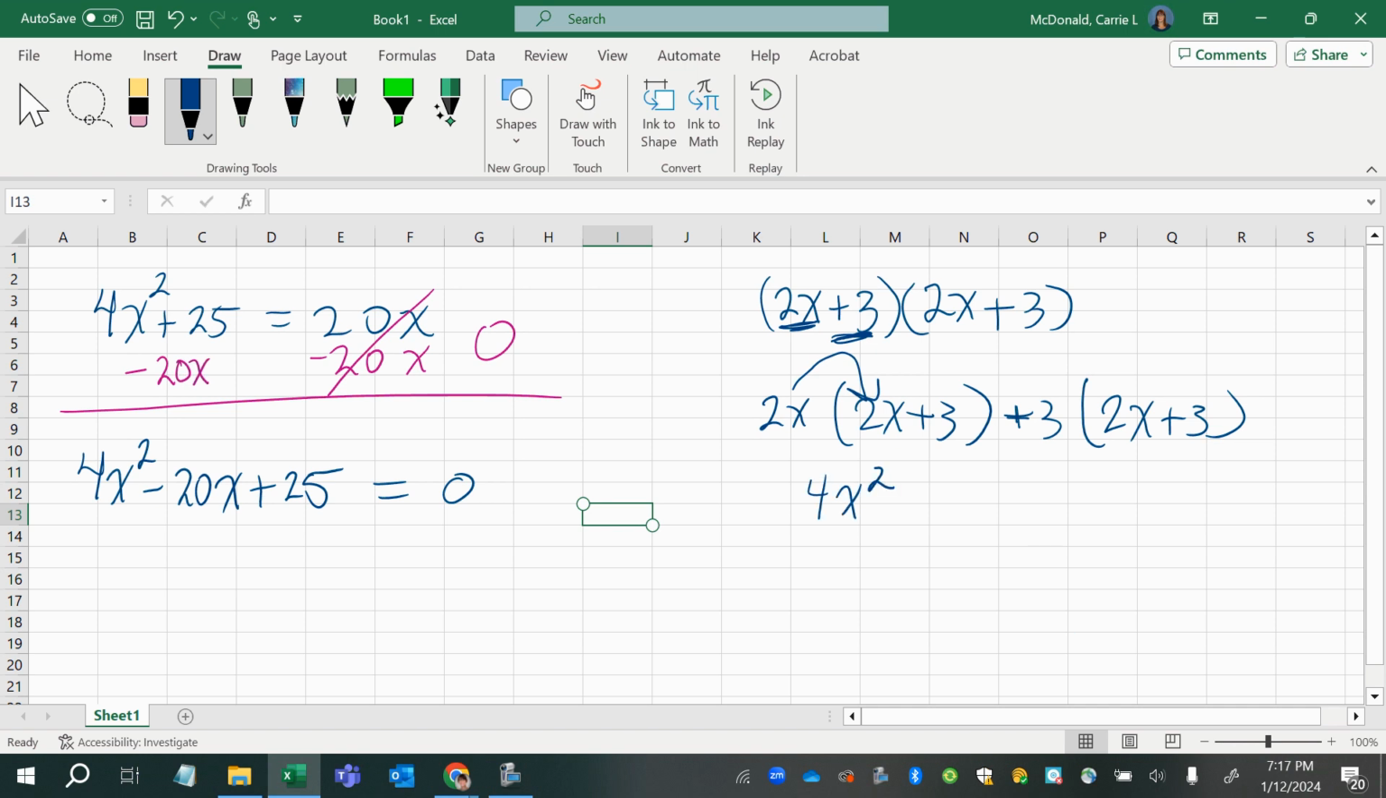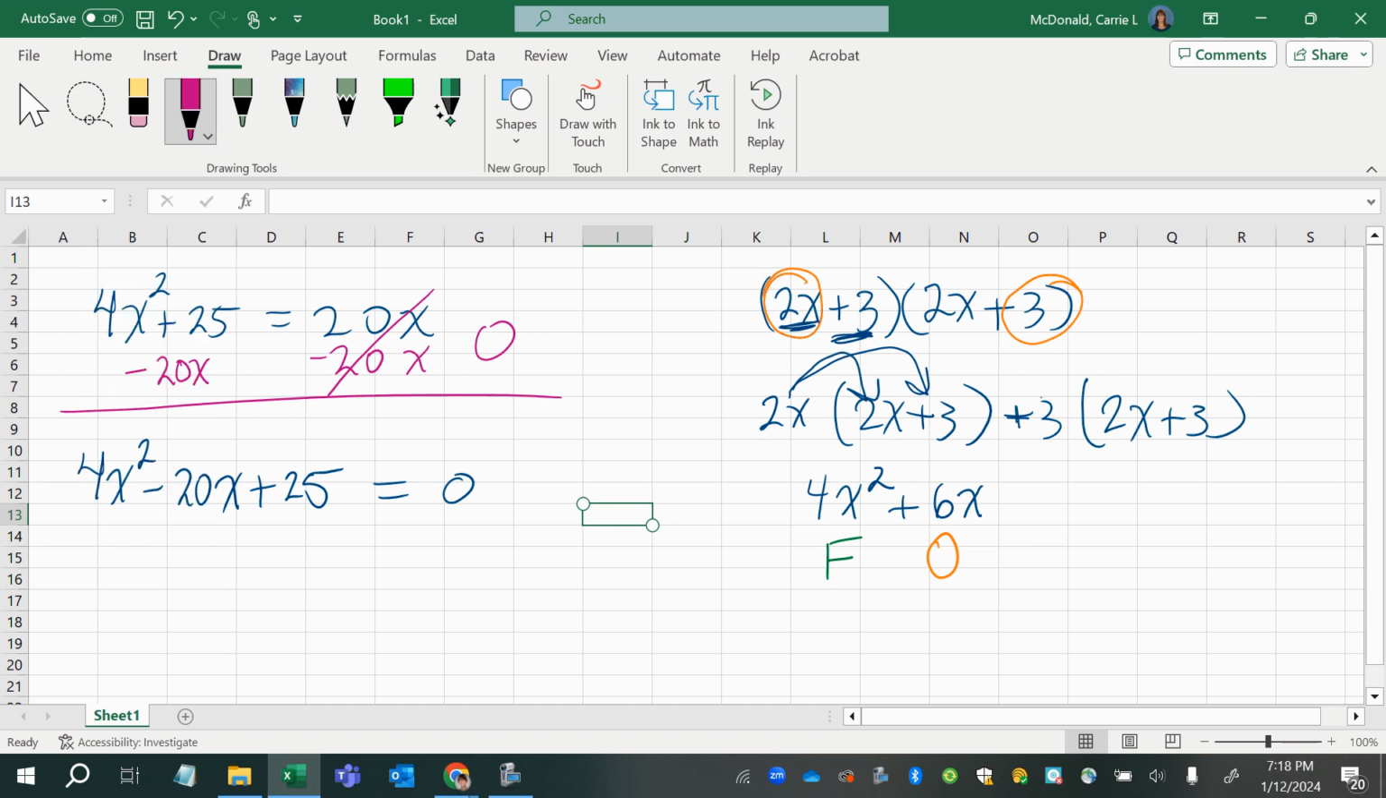Now notice that that 4x squared is a result of multiplying the first terms in each binomial. So that is where the F in FOIL comes from for the firsts. Then when we go on and multiply 2x, distribute it over to the positive 3, we get positive 6x. And you might notice that what we just did there was multiply the 2x times the 3. Those are the two outer terms, so that's where the O in FOIL comes from.